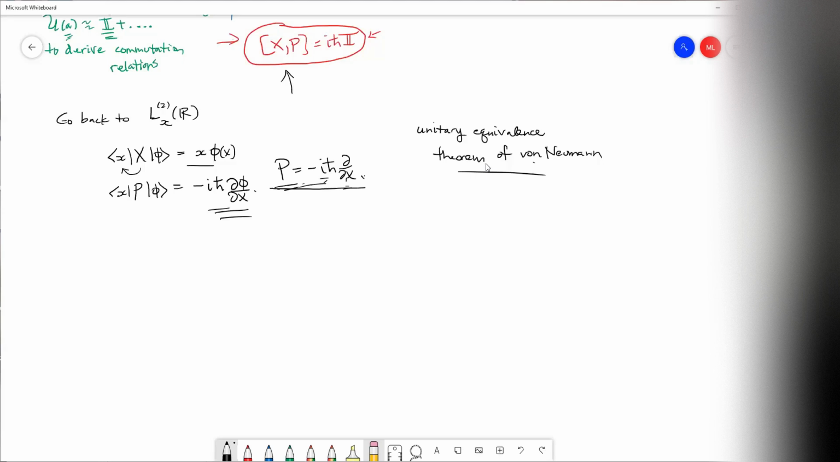But if you want to know why, you can look up this unitary equivalence theorem. It's interesting. Maybe it might be an extra credit thing to look into. I don't know. But if you look into it and want to chat with me about it, I'd be interested in talking about that.